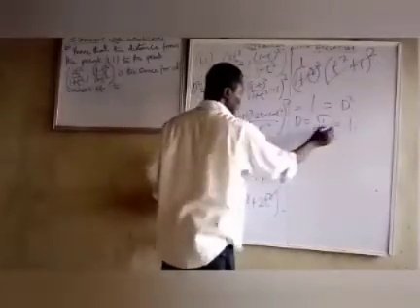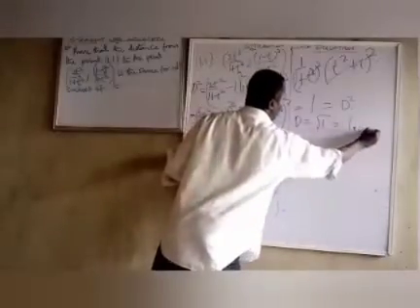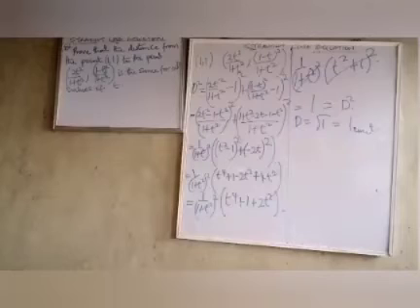So the distance is constant, and the distance is 1 unit from points 1, 1 for the equation 2t squared over 1 plus t squared, and then 1 minus t squared over 1 plus t squared.